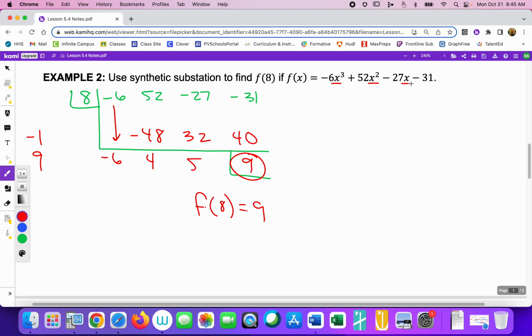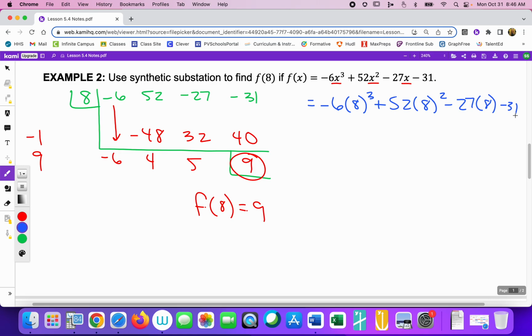Question before we continue? Yeah. Can you show how you can check? Mm-hmm. So you plug in 8 everywhere there's an x. So you would find 8 to the third first, then multiply that times -6. 8 squared, 64 times 52, so these are gonna be big numbers. So then you add and subtract all the way across, you should get 9.